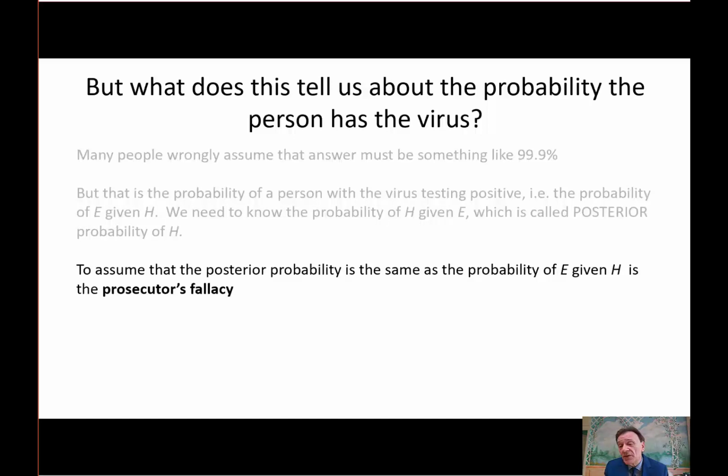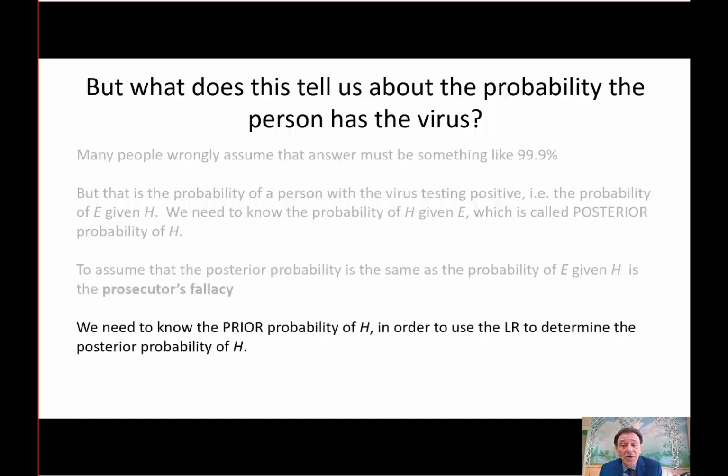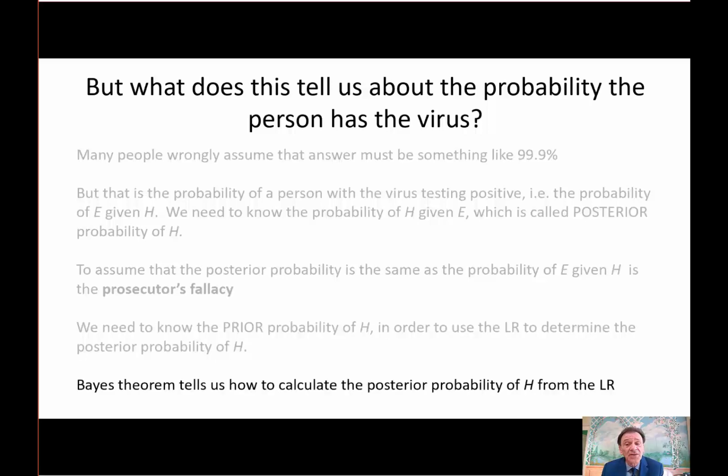To assume the posterior probability of H is the same, i.e. 99%, as the probability of E given H, is the so-called prosecutor's fallacy, or fallacy of the transposed conditional, because we're assuming the probability of H given E is the same as the probability of E given H. In fact, we need to know the prior probability of H in order to use the likelihood ratio to determine the posterior probability of H. And Bayes' theorem tells us how to calculate the posterior probability of H from the likelihood ratio.